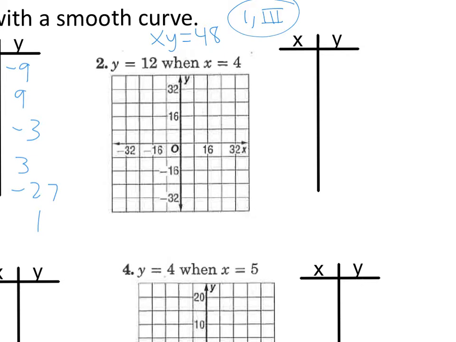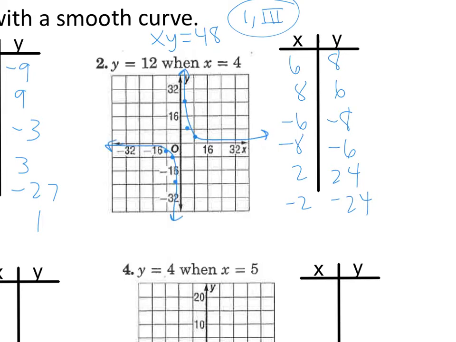So that'll be a good thing to check when we're done, make sure our graphs are there. So let's fill out a table and pick some easy points. So what multiplies together to equal 48? Well, I could say 6 and 8. I could say 8 and 6 then. Just flip-flop the values for x and y. Negative 6 and negative 8. Negative 8 and negative 6. 2 and 24. Negative 2 and negative 24. So let's go plot these to our graph on the left. So as you can see that my hyperbolas are in quadrants 1 and 3, and so that would be my inverse variation graph for number 2.